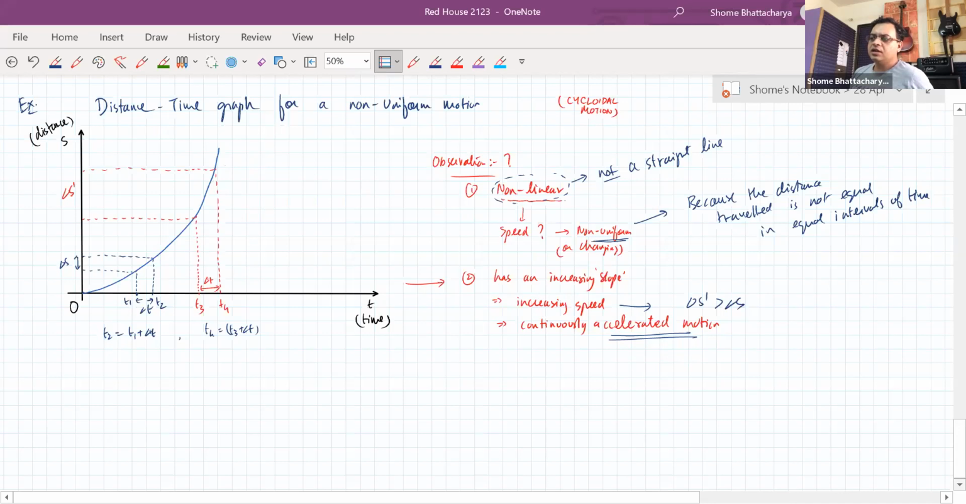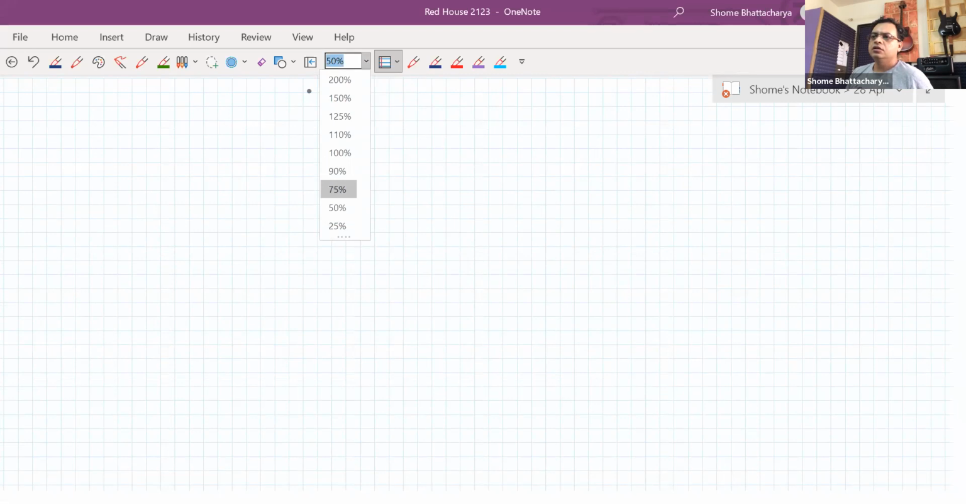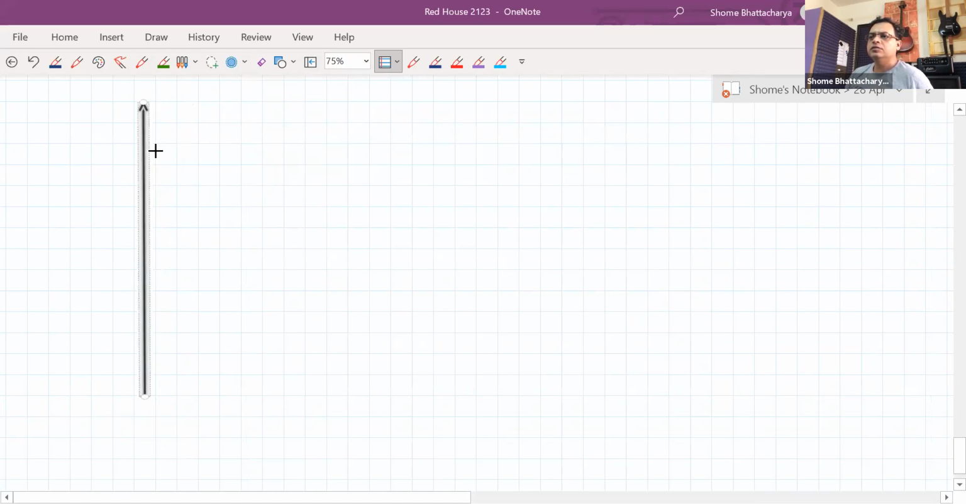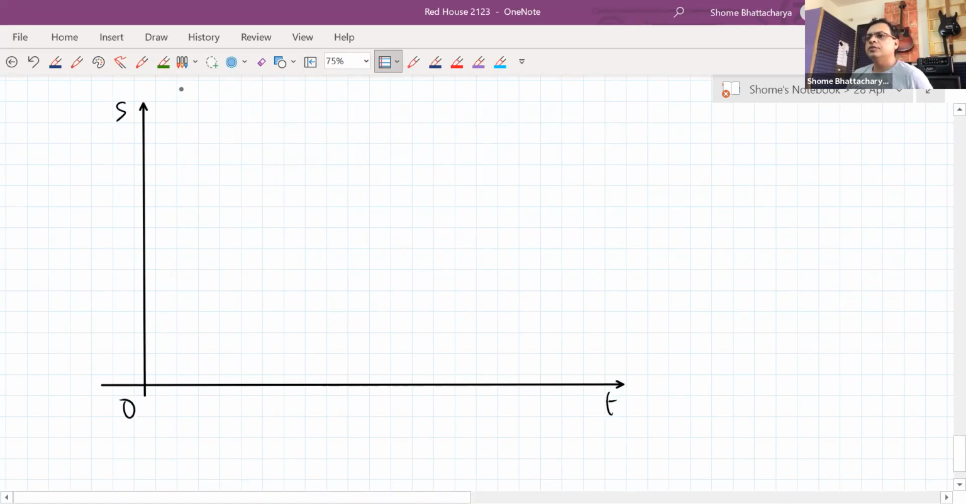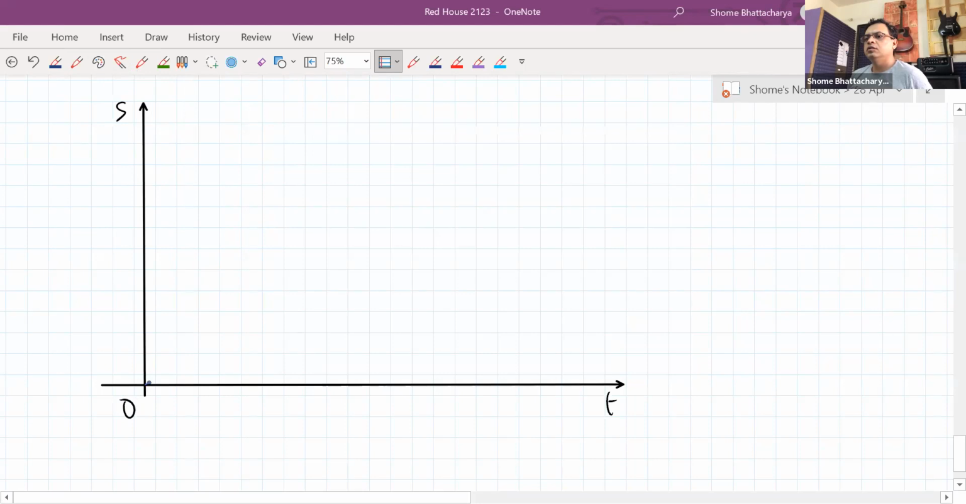Now, in this graph, how will I define instantaneous speed and average speed? That becomes an interesting thing. So let's redraw the graph and understand how we would interpret the quantity instantaneous speed and how we would interpret the quantity average speed. So distance versus time. Our graph was like this.